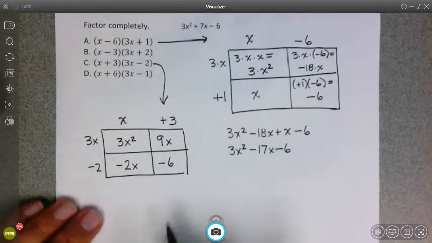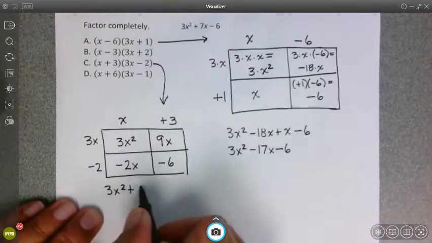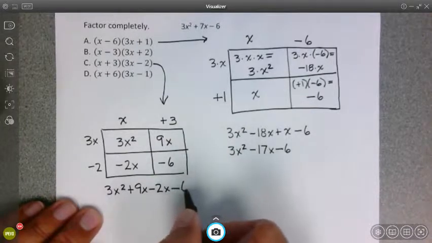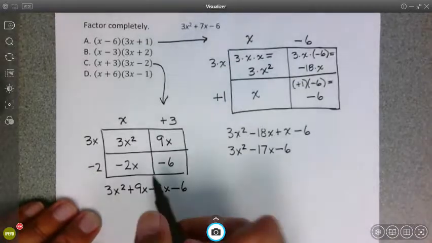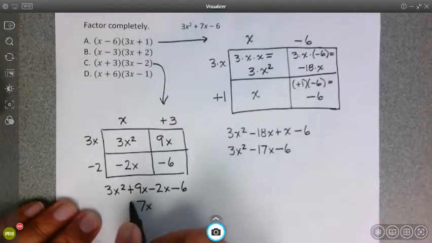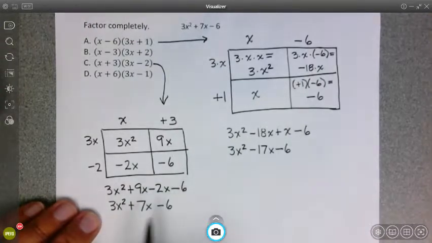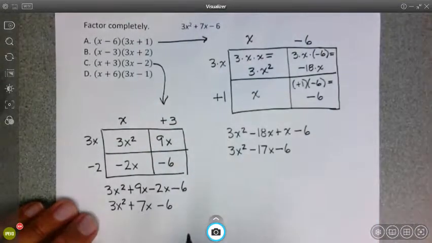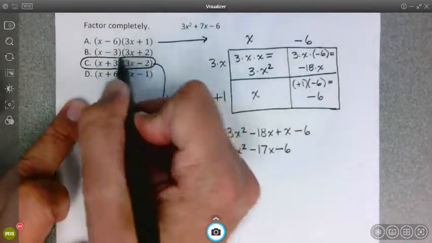Again, I bring the terms all down below, and I do that here. 3x squared plus 9x minus 2x minus 6. I now combine the like terms in the middle. 9x's minus 2x's is going to give me a positive 7x. Bring everything else down. And I can see that my expression, 3x squared plus 7x minus 6, is equivalent to the original expression we were given. So therefore, the correct answer in this case for factoring is C.